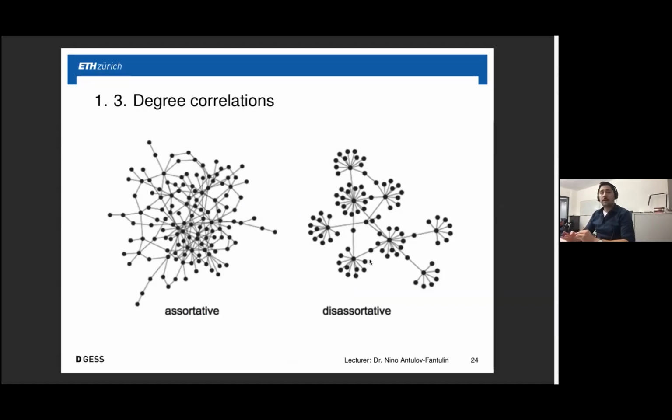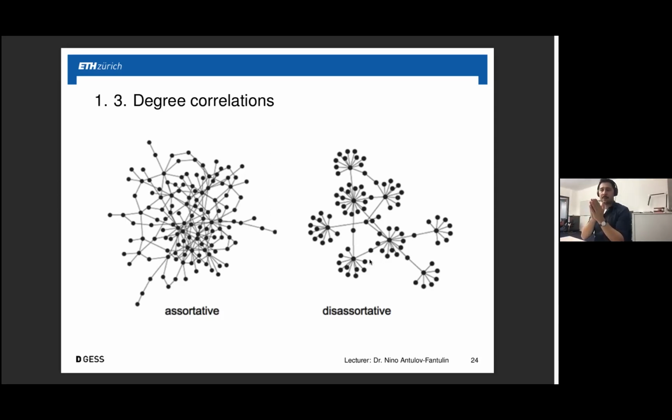Now, if I want to talk about degree correlations, I first want to ask you, can you spot the difference? If you can, please write it in the chat. These two networks have slightly different types of statistical correlations. If you check how nodes with high degree connect to other nodes with a certain type of degree structure, you would see that the left and right hand side networks are quite different.